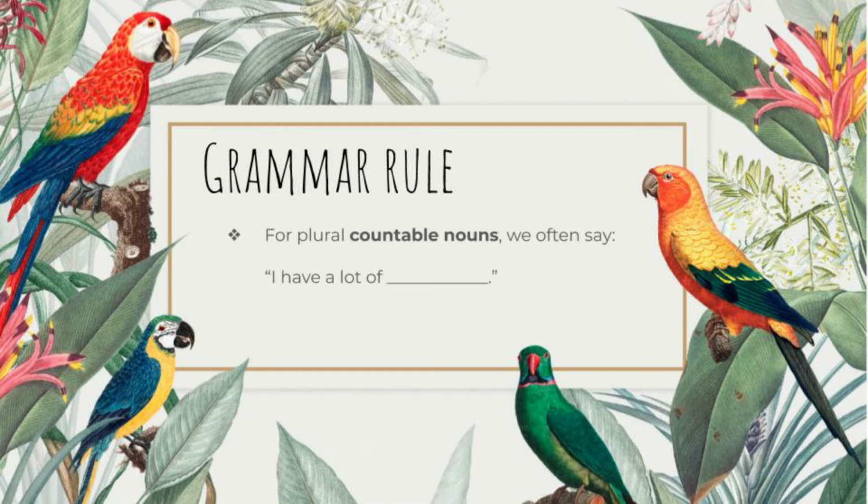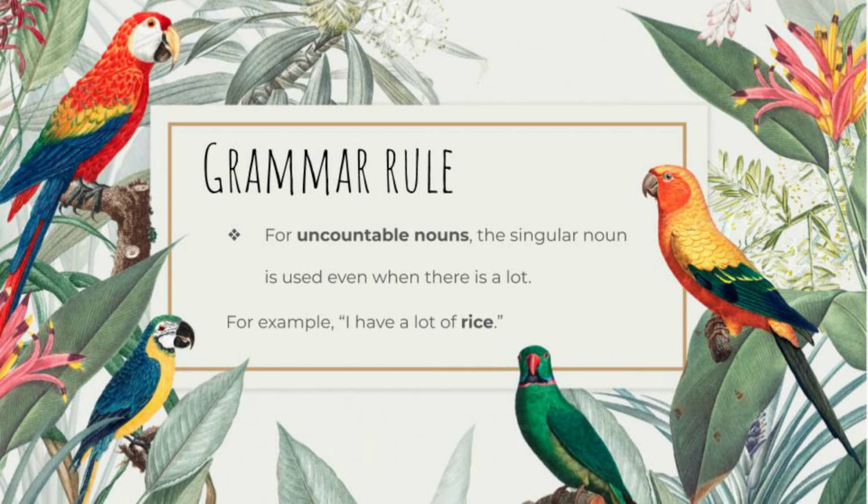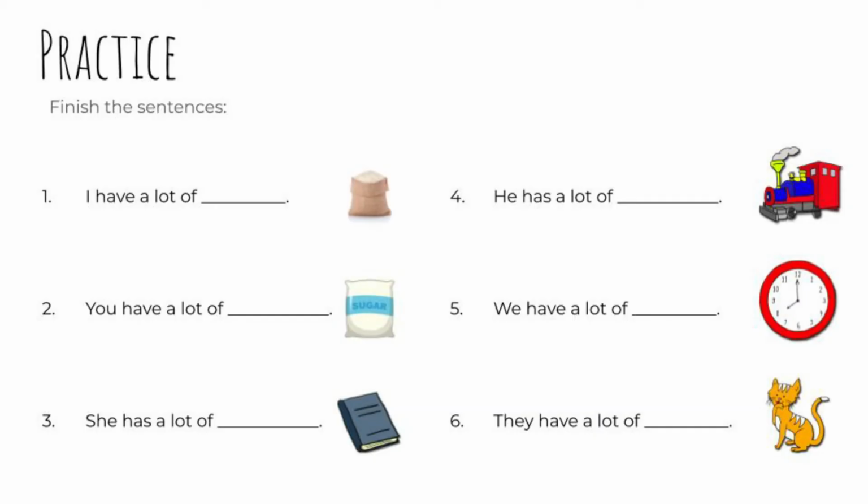Grammar rule. For plural countable nouns, we often say, I have a lot of. For example, I have a lot of friends. For uncountable nouns, the singular noun is used even when there's a lot. For example, I have a lot of rice. Not, I have a lot of rices. I have a lot of rice. Let's practice using a lot of. Finish the sentences. Clue, do you need to add S to the end of the noun? Pause the video, then come back.